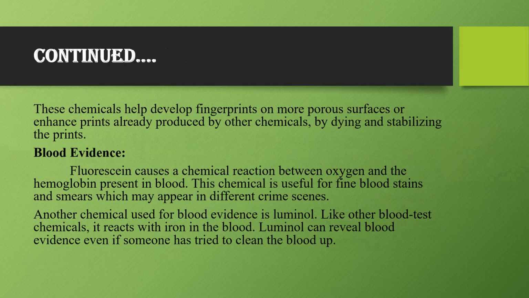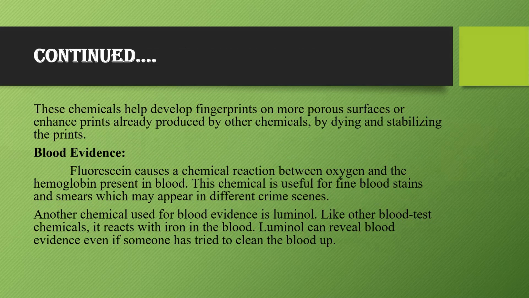Fluorescein causes a chemical reaction between oxygen and the hemoglobin present in blood. This chemical is useful for fine blood stains and smears, which may appear in different crime scenes. Another chemical used for blood evidence is luminol. Like other blood test chemicals, it reacts with iron in the blood.